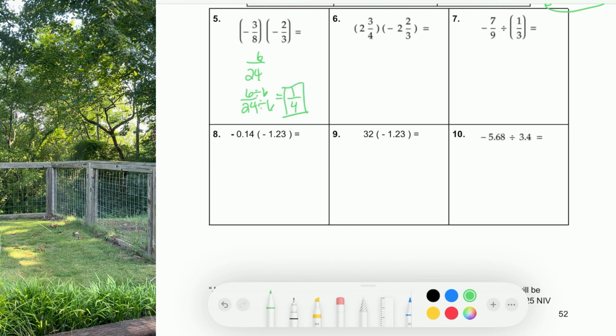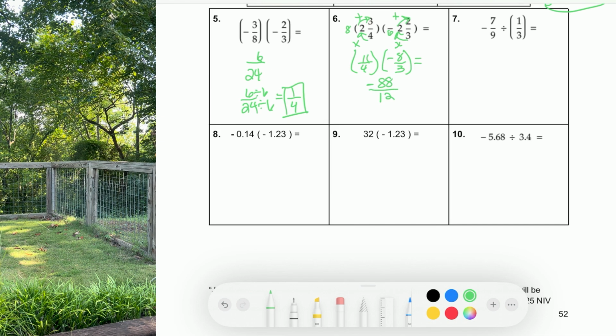Number 6, we have mixed fractions. We need to turn them into improper fractions. So we're going to use our tip of Texas for both of these. So I have 4 times 2 is 8. Plus 3 is 11, so we have 11/4 for our first fraction. Then we have 3 times 2 is 6, 6 plus 2 is 8, and we have -8/3 for our second fraction. 11 times -8 is -88, 4 times 3 is 12.